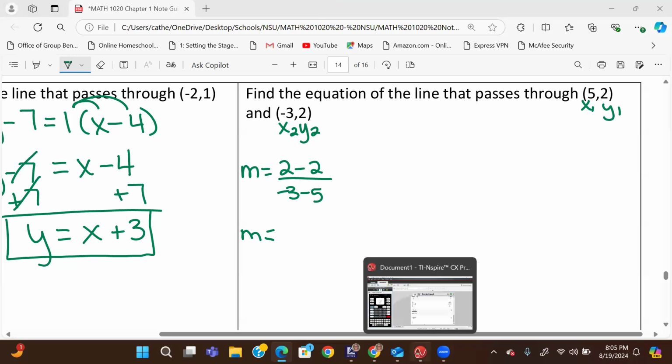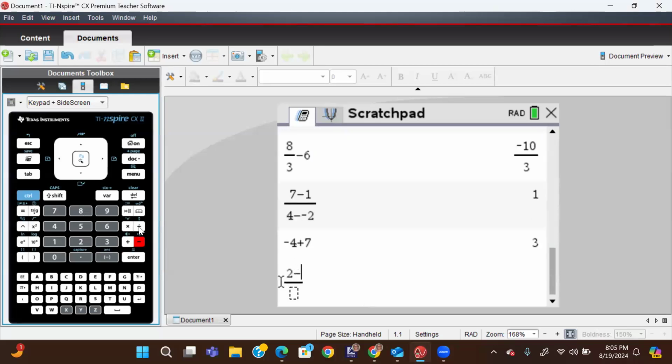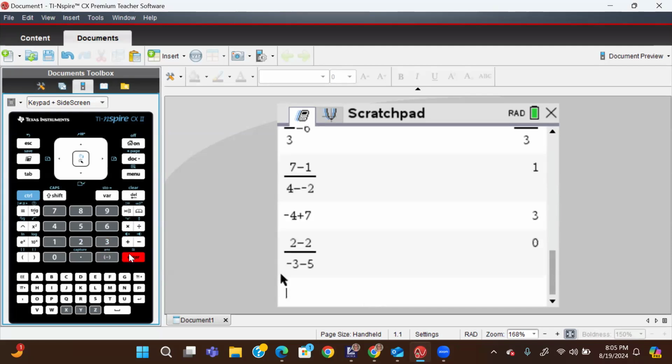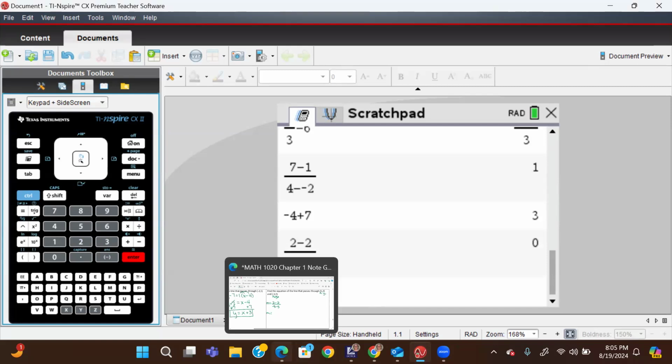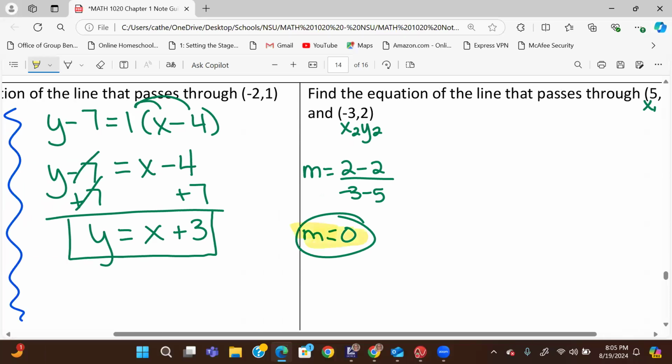I'm going to flip over to the calculator. Put this in. So -3 minus 5. So that's going to give me a slope of 0. Great. So we have the slope, and you can pick one of the points.